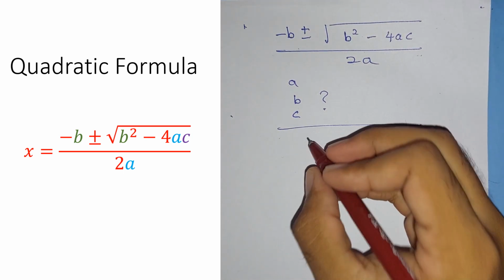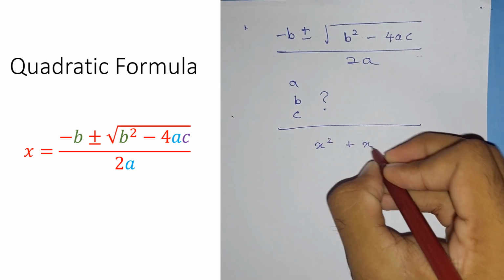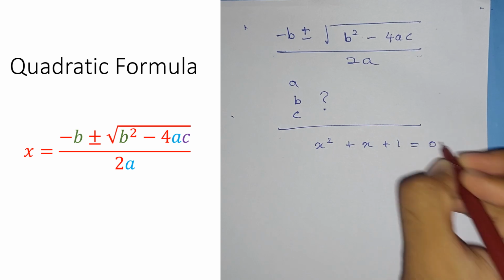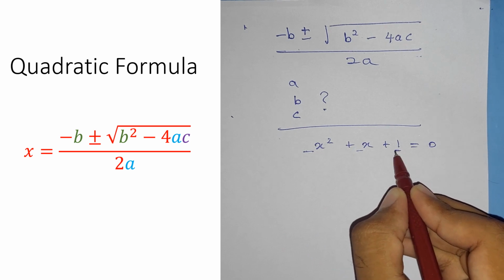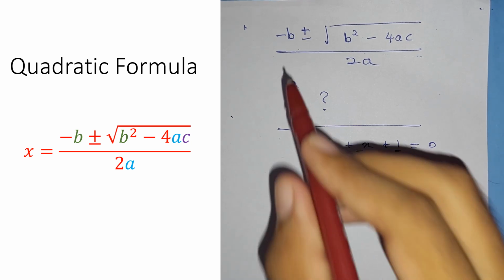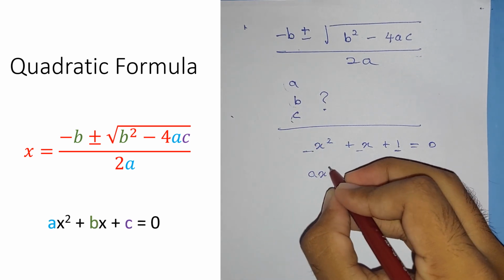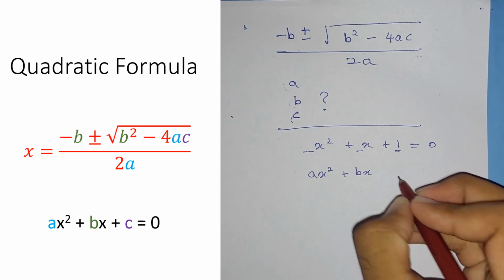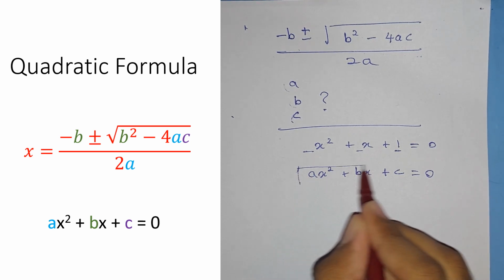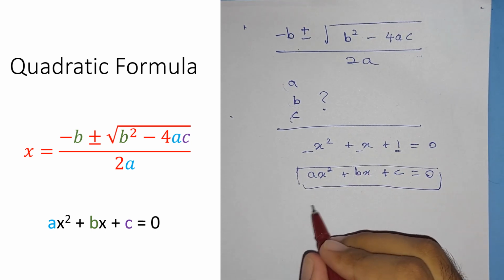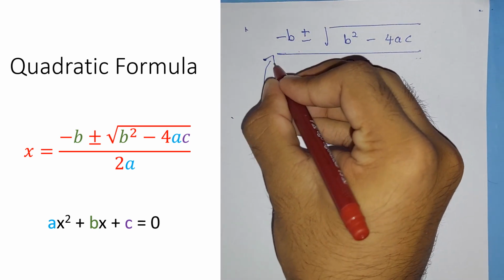If you are given a quadratic equation like x squared plus x plus 1 equals 0, the coefficients in front of them are what is represented by a, b, c. So it should be ax squared plus bx plus c equals 0. To find the roots of x, we use this formula.